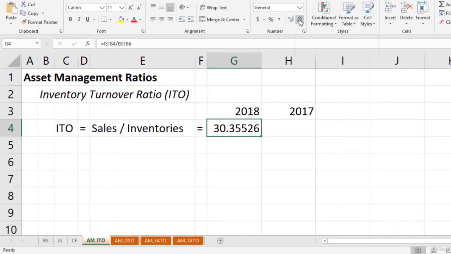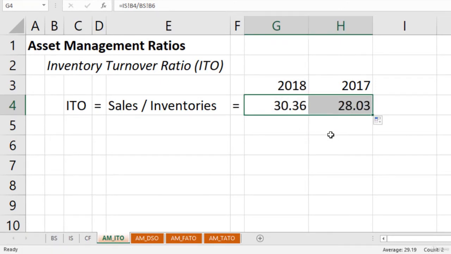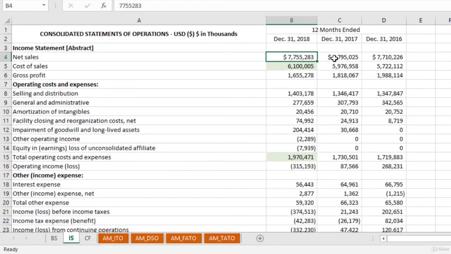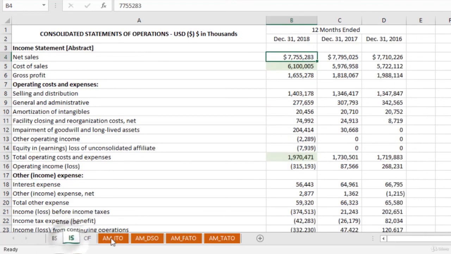Let us reduce the decimal point to 2 digits after the decimal and copy the formula to the adjacent cell to get the same ratio for the year 2017, as the 2017 figures are just at the right side of the 2018 figures in both the balance sheet and the income statement.